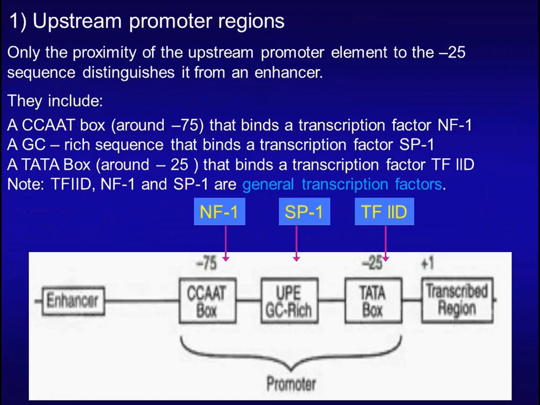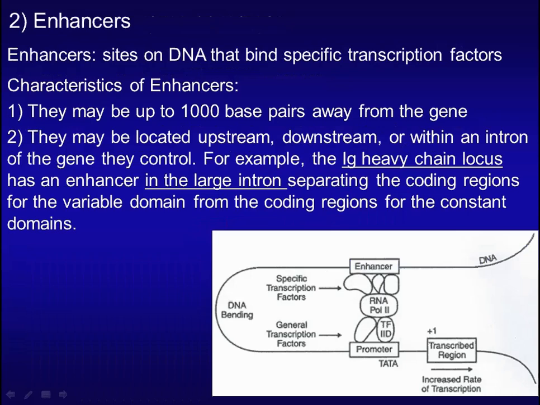The upstream promoter region includes these 3 sites. First is the CCAAT box at position around -75 that binds transcription factor NF1. Second is a GC-rich sequence that binds SP1, and third is the TATA box at position around -25 that binds TFIID. These 3 are general transcription factors. Enhancers are sites on DNA that bind specific transcription factors.